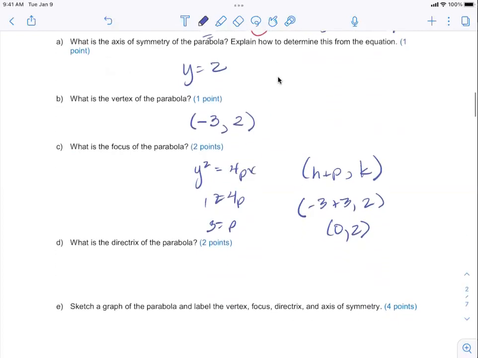What is the directrix of the parabola? This one also has its own formula. You know that the directrix is x equals h minus p. So in this case, it's -3 minus 3, which is -6. Sketch a graph of the parabola, vertex, and axis of symmetry.